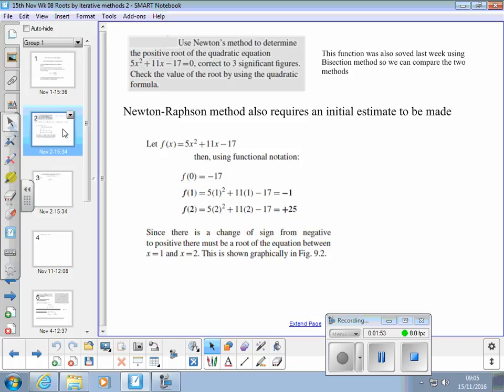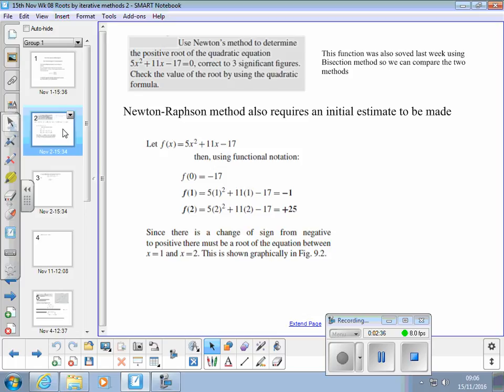So, we're going to go back to a function that we found the roots of using the bisection method last week: 5x squared plus 11x minus 17 equals 0, for x to 3 significant figures. I've got the previous work written down, but the idea is we can compare how many iterations we took last week with how many iterations we take with this method.